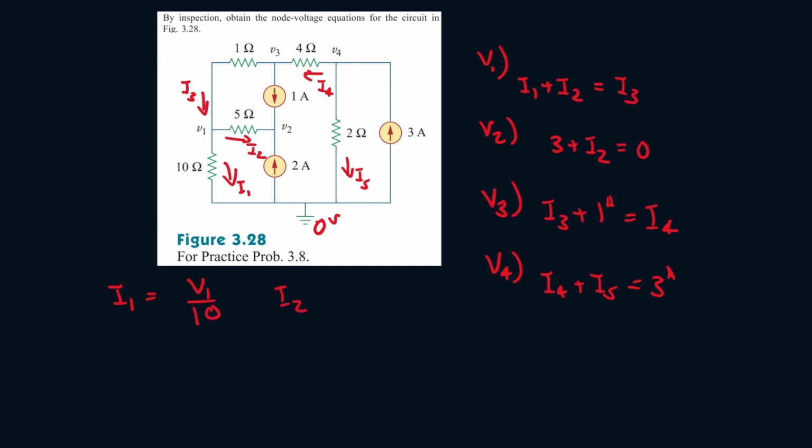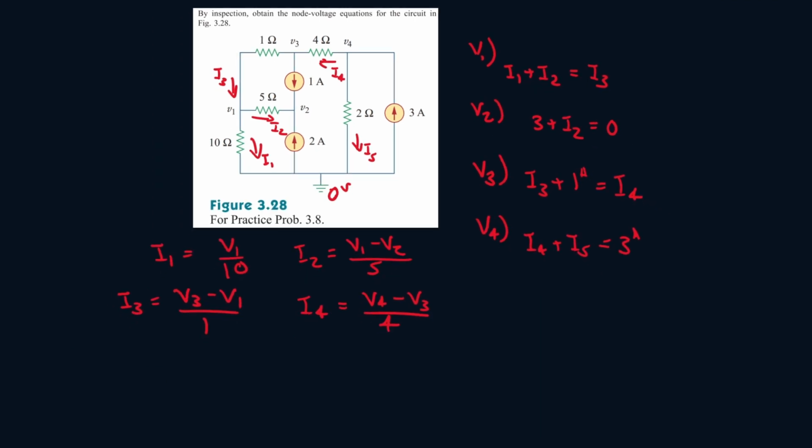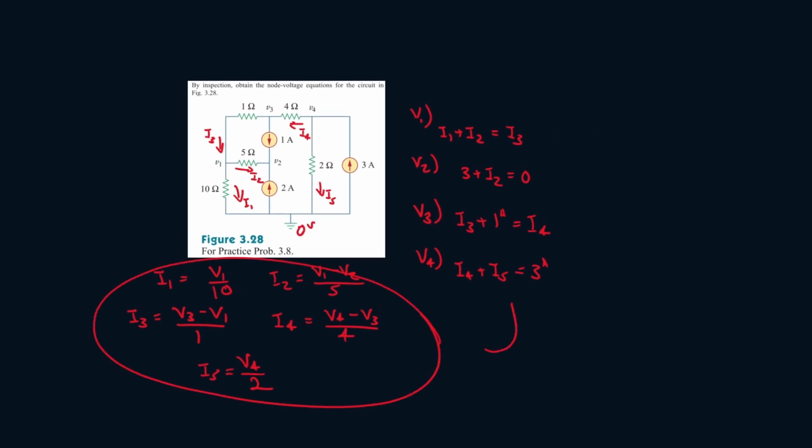For I2, we see it goes from V1 to V2 all over 5. For I3, we see it goes from V3 to V1 all over 1 ohm. For I4, we see it goes from V4 to V3 all over 4. And for I5, we go from V4 to 0 all over 2. Okay, now we're going to plug all of these into here.